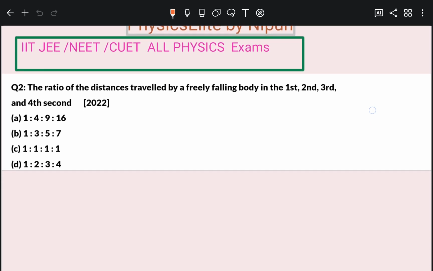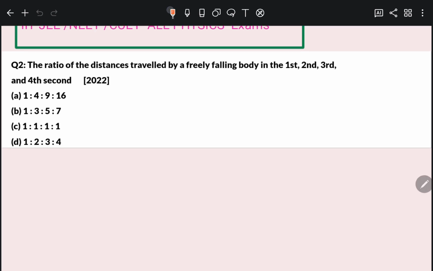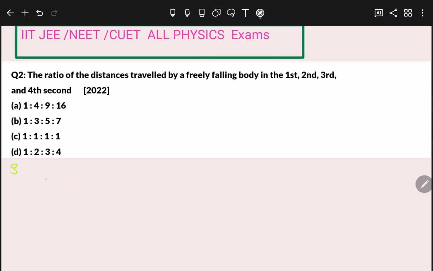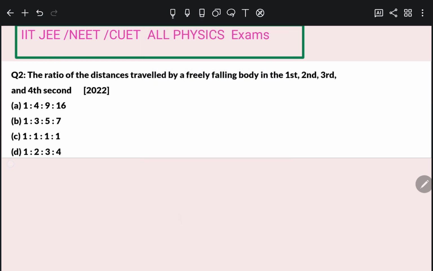Right. So next question: the ratio of the distance traveled by a freely falling body in the first, second, third and fourth second is, the ratio of the distance traveled by the body in the first second, second second and third second is, right? Just one minute. Okay, so question number 2.